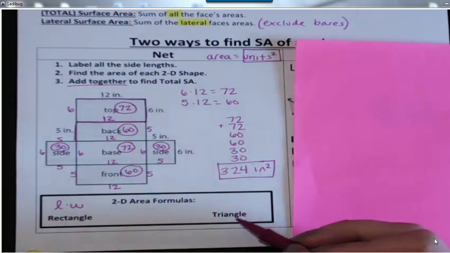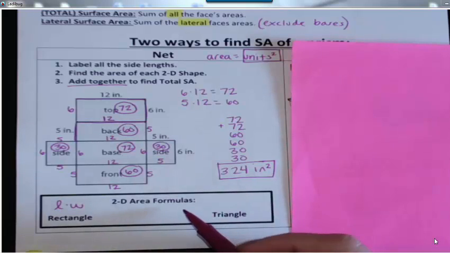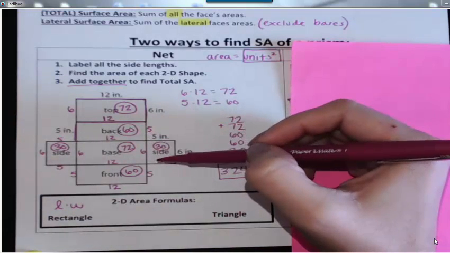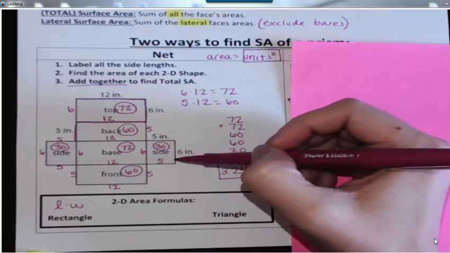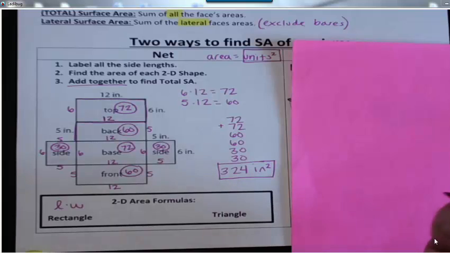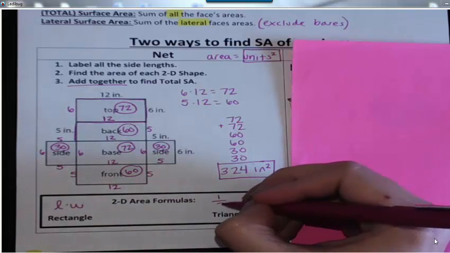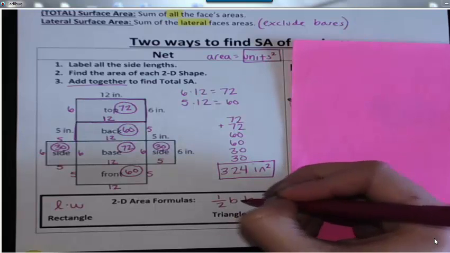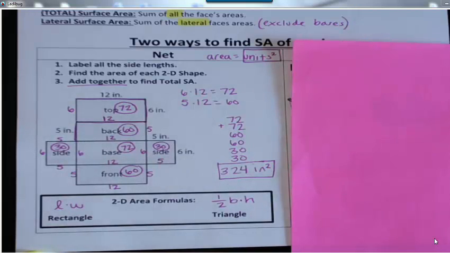Now, I also wrote down the triangle formula for area because we might not always have a rectangular prism here. We might have the bases being triangles. So I need to make sure I know the formula for a two-dimensional shape that's a triangle, and that is just half times base times height. Just have that written down, so you might use that when you get into the classwork.